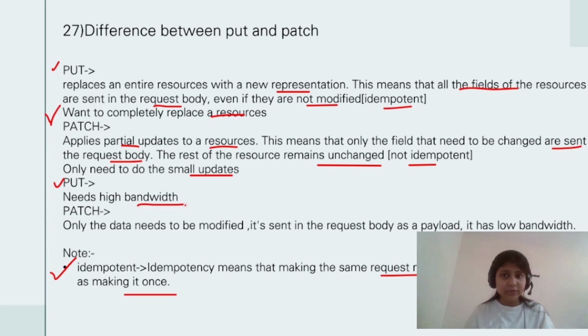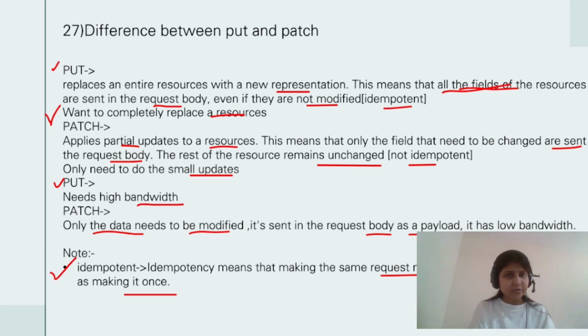Why so? Because you have to keep all the fields in your request body. But in case of batch, only the data that needs to be modified is sent in the request body as a payload. It has low bandwidth, because only the required data you have to pass in the request payload. That's why we require low bandwidth. I think it is clear.